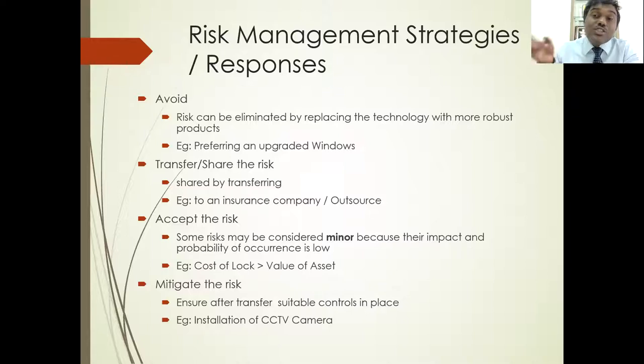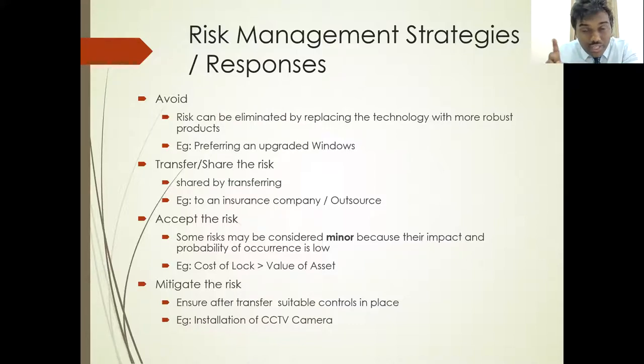The third thing is you accept the risk. Why? You feel it is very, very minor. Why? If the control you have to deploy is more expensive than the asset itself. The asset value is probably about 10,000 to 50,000. If I keep a security guard and security measures, I have to spend about 2 lakhs to 3 lakhs. Not worth it. Wherever the risk is minor, you accept the risk.